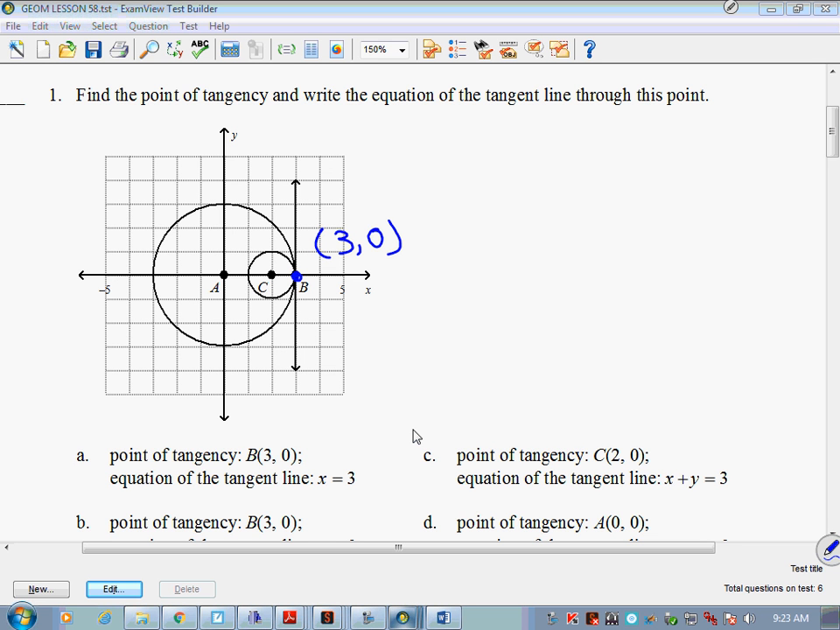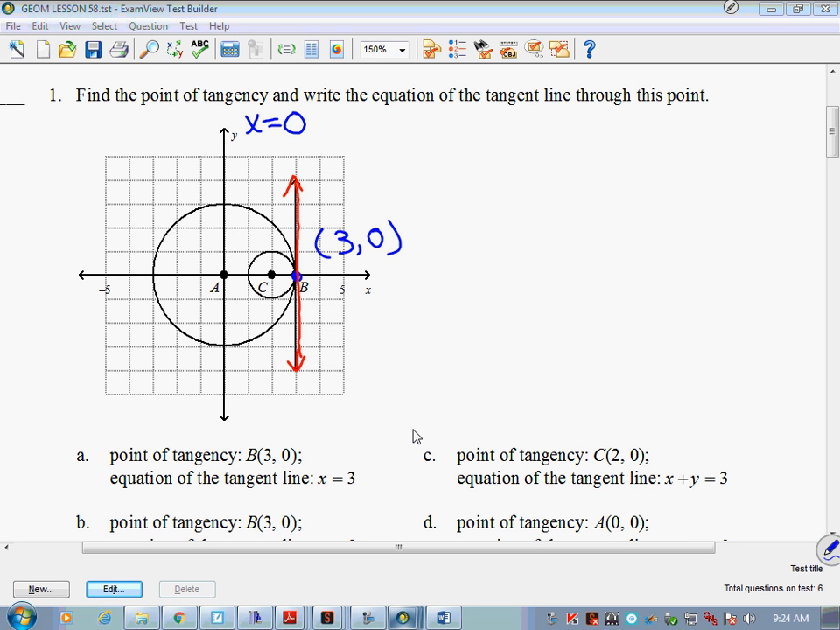Okay, the equation of the line. The line is here. What type of line is that? Can anybody tell me? Not just a tangent line, but it is a vertical line. And vertical lines have what type of equation? Are they y equals or x equals? X equals. And it goes contrary to what we would normally think, because we think the y-axis is a vertical line. But the y-axis is actually the line x equals 0. X equals 0 is the y-axis.